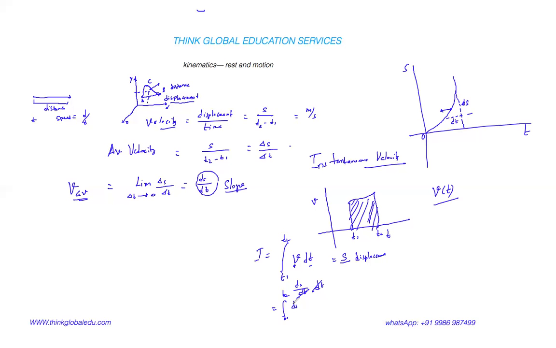So this is for objects which have constant velocity. That's what we are discussing. Maybe constant or increasing velocity, like that. So now let us discuss objects which have a constant acceleration.